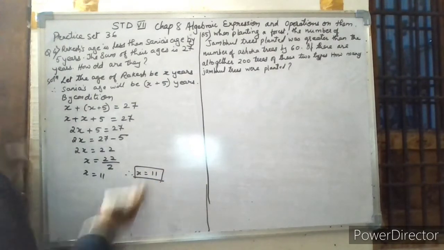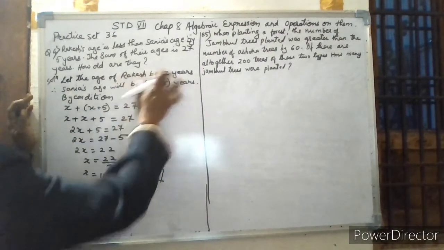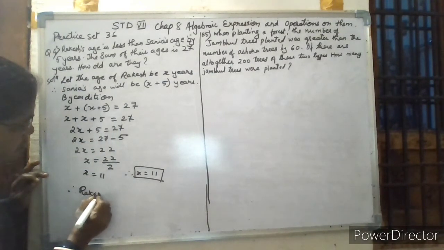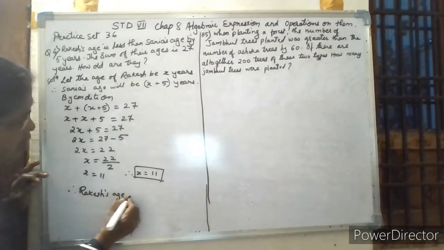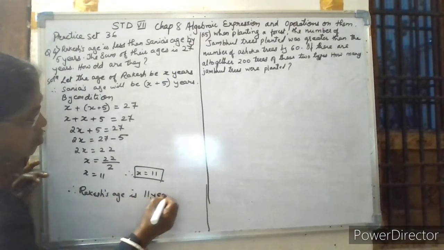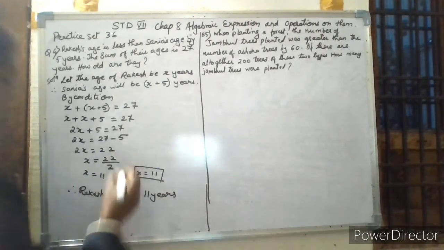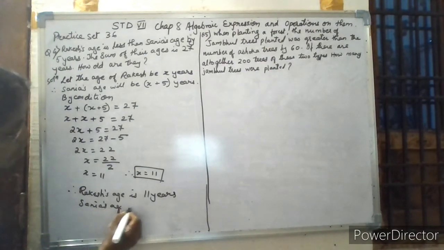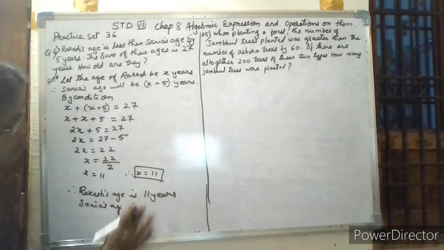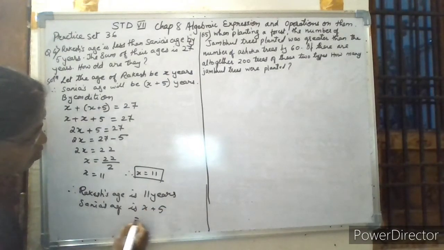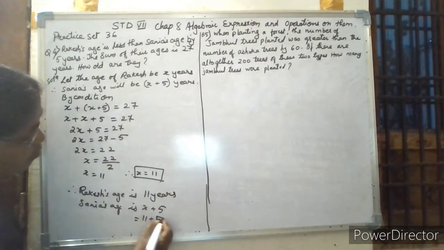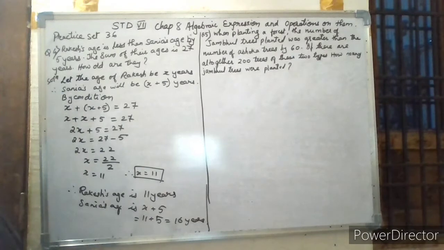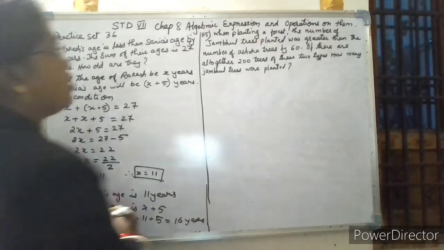So what is this x? This x is the age of Rakesh. Therefore Rakesh's age is 11 years. And Sania's age is x plus 5. That is equal to, x is 11, 11 plus 5, that is equal to 16 years. This is the age of Sania. Go to the next question, that is question number 5.